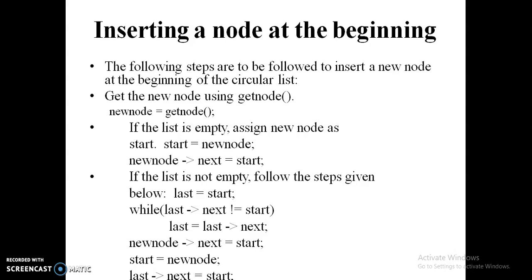So we updated the starting node so that we assign that start as the last node's next. This is the code, remaining similar to the previous one. The only difference is the last line, last of next equal to start. The remaining code is the same as the single linked list.